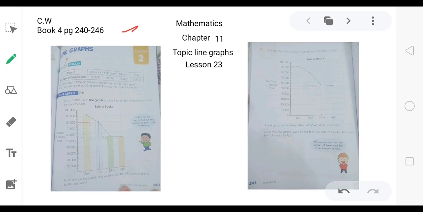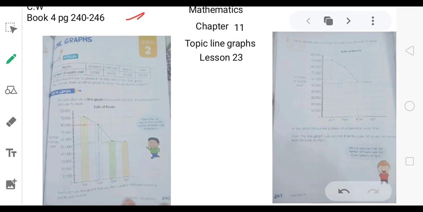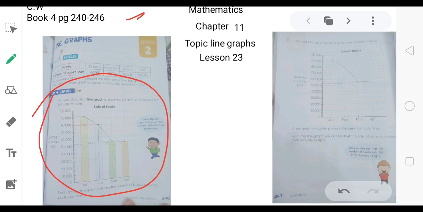Okay. Now listen to me, come to this page. This is the line graph. Look at over here. This one is a line graph. Previously you have done the bar graph or table. And this is the line graph. How you will read this graph, we will learn in this chapter. Now listen to me carefully.